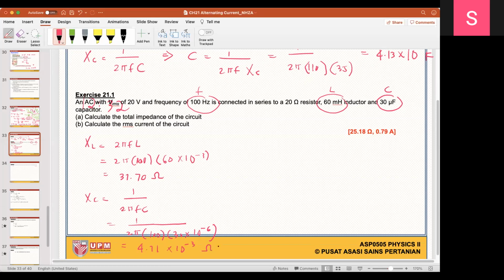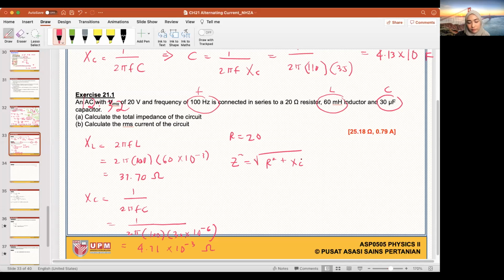Ohm. Yes. Okay, what about the R? What's the value of R? The R is 20. Right. 20. So what is the equation for impedance? Impedance in series is. Wait, what did I put? Z equals the square root of R squared plus X squared.